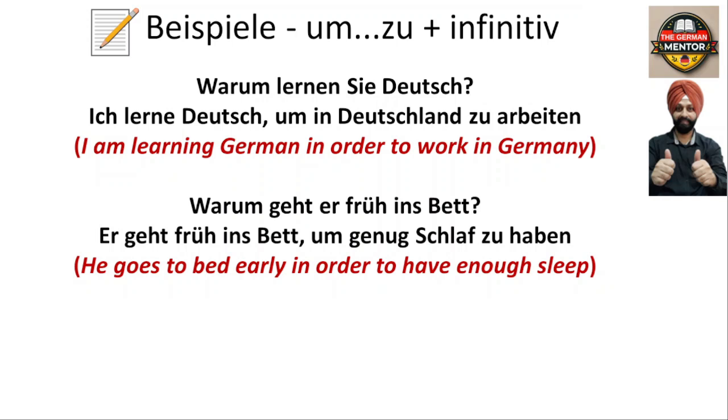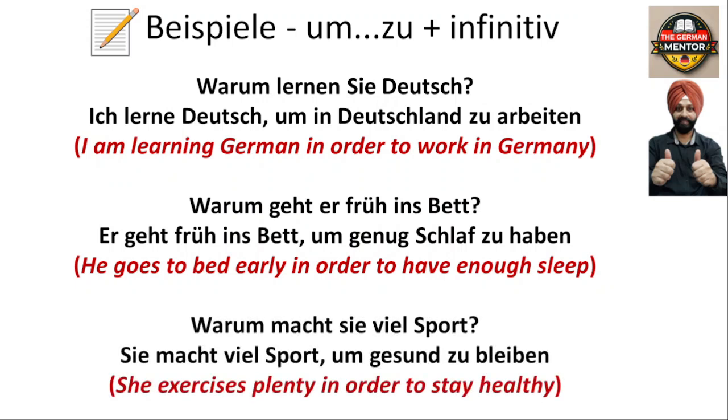So there is a reason to go to bed early because he wants to have enough sleep. Next phrase, warum macht sie viel Sport? Sie macht viel Sport, um gesund zu bleiben. She exercises plenty in order to stay healthy. So in this example, you have seen that there is a reason for doing sports because she wants to be fit. She wants to be healthy.